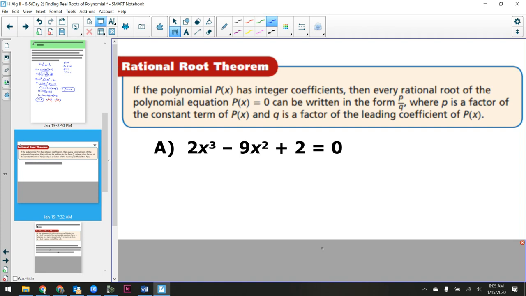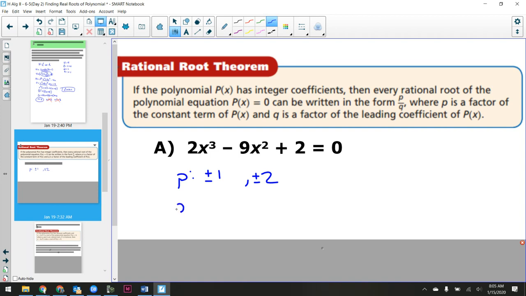Here's what I mean. The possible rational roots can be written in the form p over q, where p are factors of the constant term. Ladies and gentlemen, what is the constant term? 2. Okay, well that's really nice. What are the factors of 2? 1 and 2. Now I left some room. Why do I leave room? Because couldn't I also take -1 times -2? Won't that equal back to 2? So a -1 and a -2 are also part of my P list.